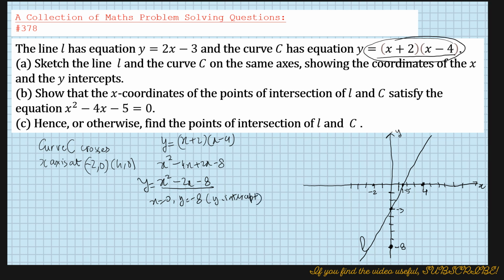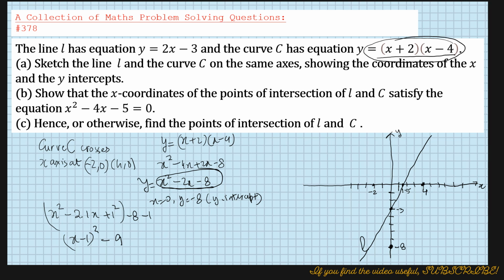Next, we've got to find the turning point of this curve to be able to draw it. To find the turning point, we are going to complete the square on this expression. It will be x squared minus 2 times 1x plus 1 squared, minus 8 minus 1. So that would be (x minus 1) whole squared minus 9.